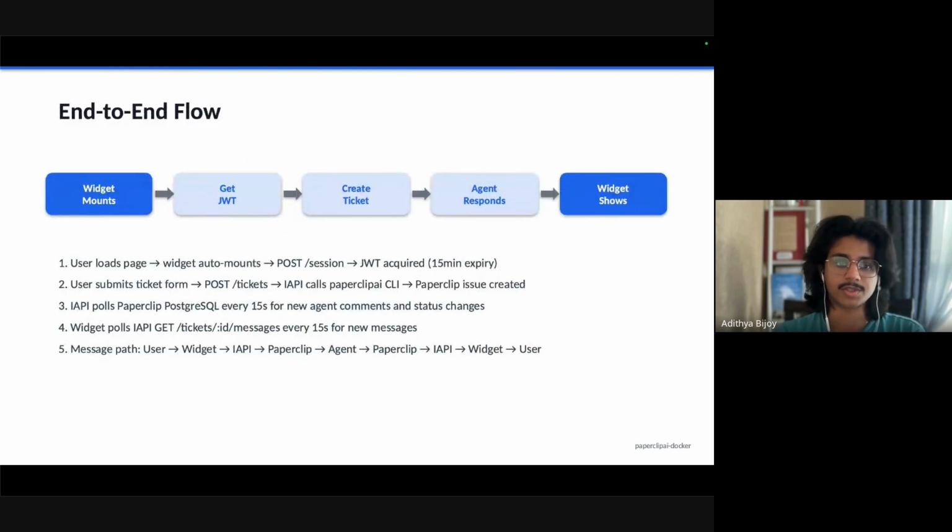This is the flow, how it works mainly. A JWT session token is created for every single session. The ticket is created and the agent responds and it shows on the widget.